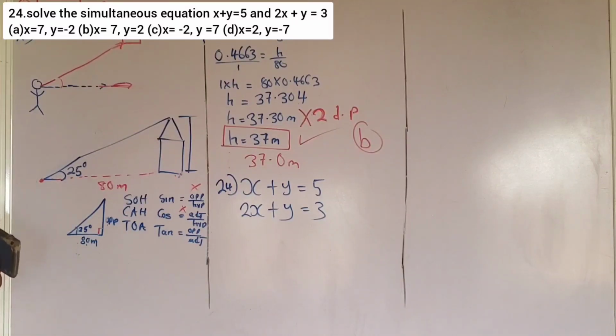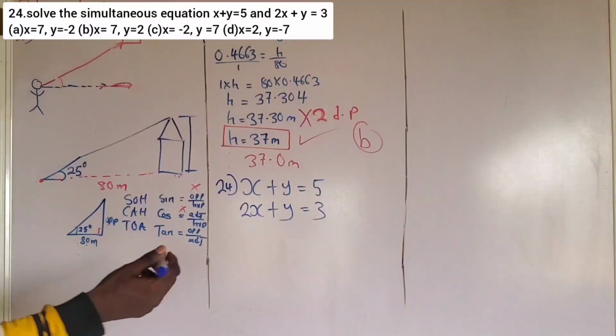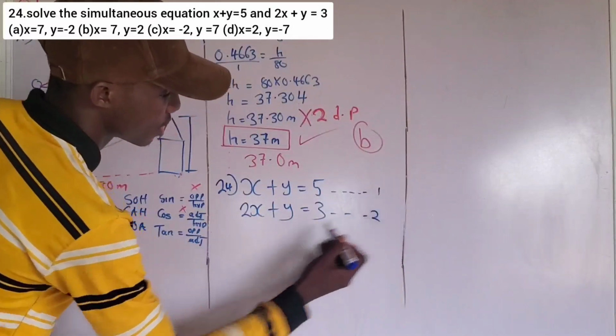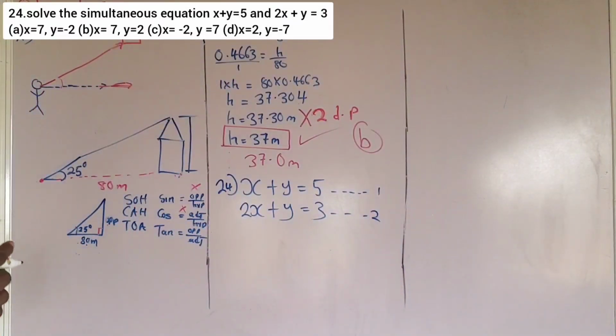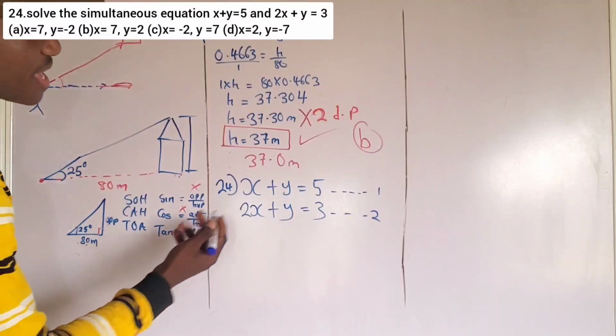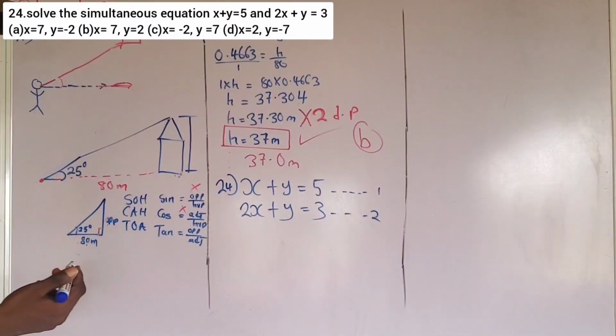Okay, you can solve simultaneous equations using 3 methods. First, elimination. Second, substitution. And the third, you can solve it using the graphical method. But in this class, I'm going to be using the substitution method. Okay, so let us proceed. In solving this equation by substitution method, let us label this as equation 1, this as equation 2. The first step is that you have to make one of the unknowns the subject of the formula. It is easy to make any unknown the subject of the formula in equation 1. So, I'm going to make x the subject of the formula in equation 1.